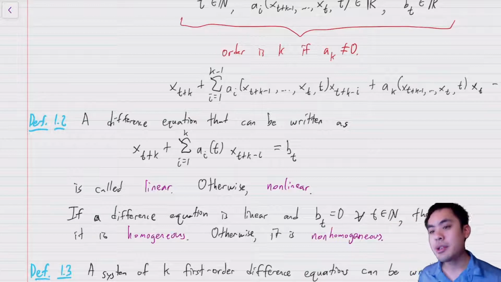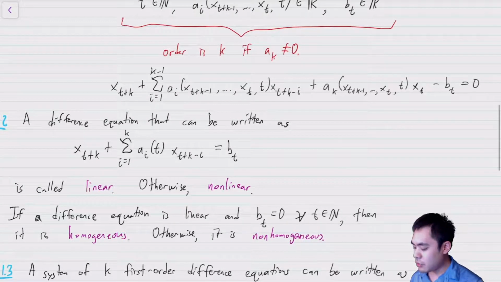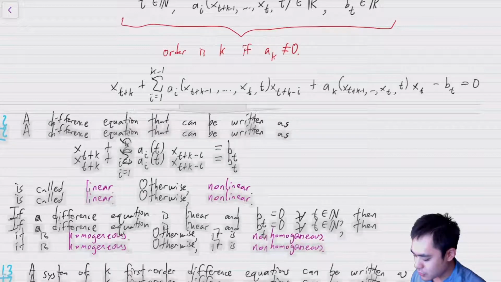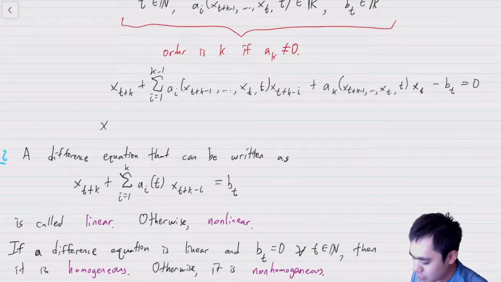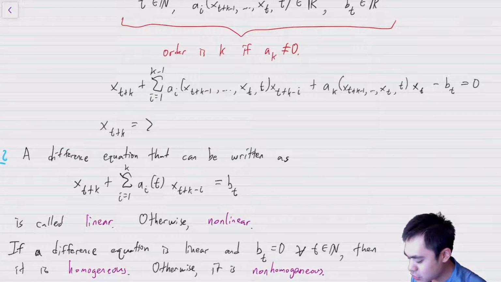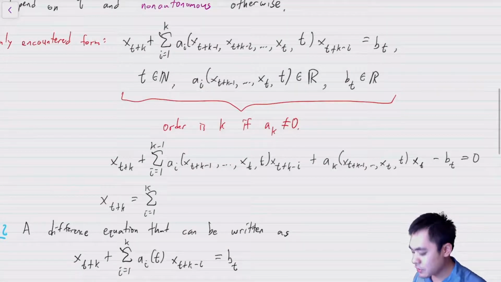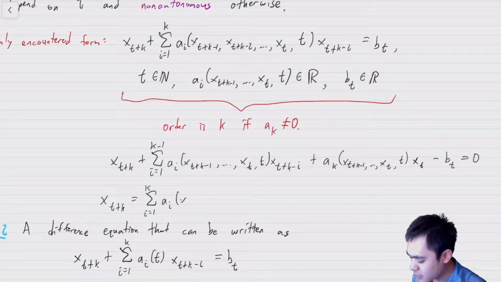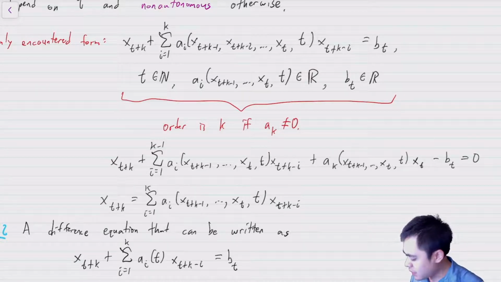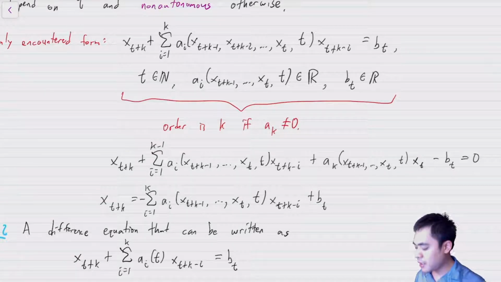The other nice thing is once you have this form, if you rearrange this equation slightly, let's do that now, you can of course rearrange this equation as x sub t plus k is equal to some summation of i from 1 through k. I'm going back to the original summation here, so I'm collapsing it back in, of x sub t plus k minus 1 all the way through x sub t, as well as t times x sub t plus k minus i, minus b sub t plus b sub t, since we're going to move everything over to the right-hand side.